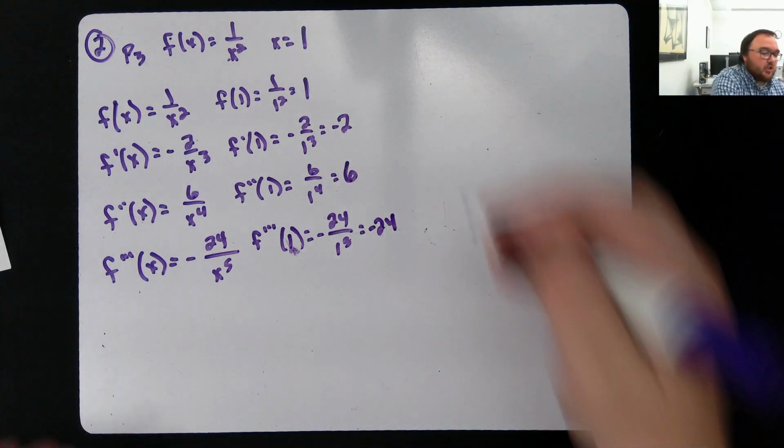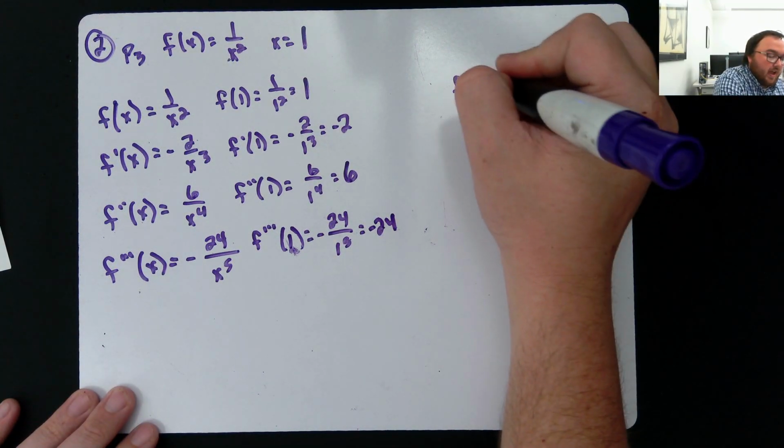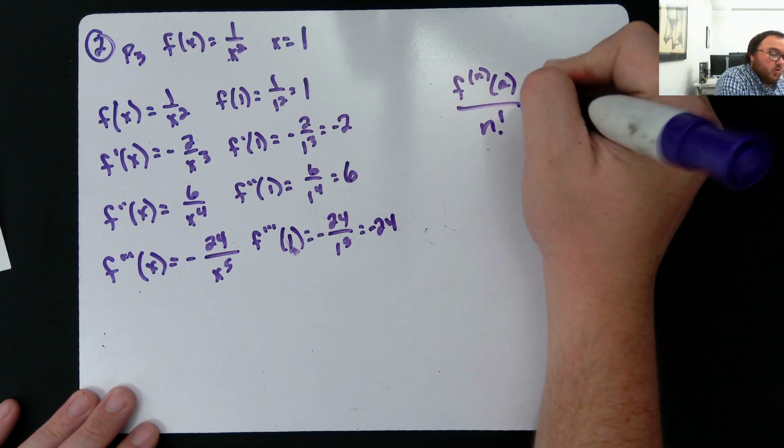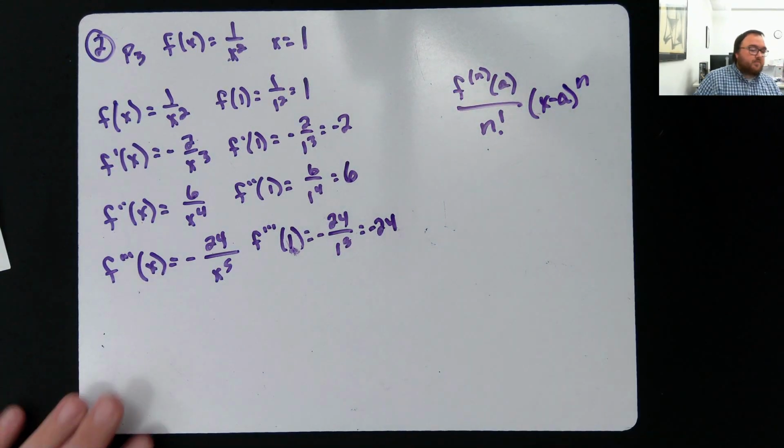And then remember, for each term, what I want to do is the nth derivative at a over n factorial times x minus a to the n.